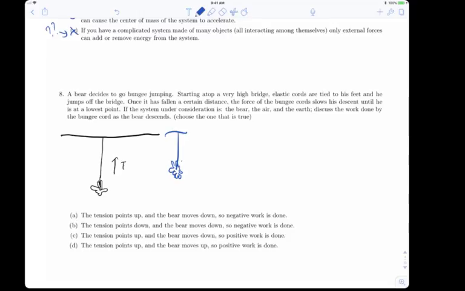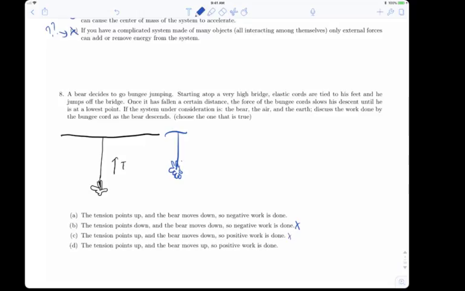as the bear descends. Okay, so the tension points up. That's true. The bear moves down. That's true. So negative work is being done. Yes. Tension points down. Bear moves down. So negative work is done. No. Tension points up. The bear moves down. So positive work is done.